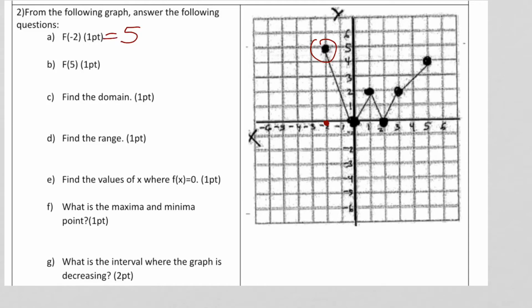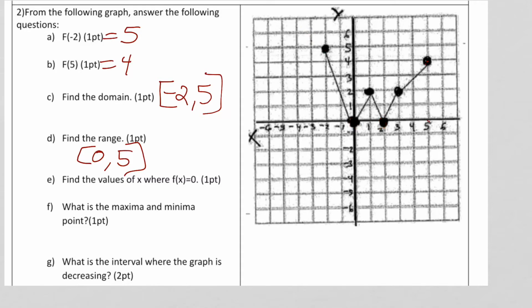F of 5, we'll go to 5 on our x-axis. Where does this cross on our graph here? It is at 4. All right, domain. What's my lowest x to my highest x? It looks like it's starting with a bracket, a solid dot at negative 2, comma, goes all the way to 5 over here, positive 5, again with a bracket. Range, my lowest y to my highest y. Well, my lowest y is at 0, right? Bracket 0. My highest y is up here, which is at 5.